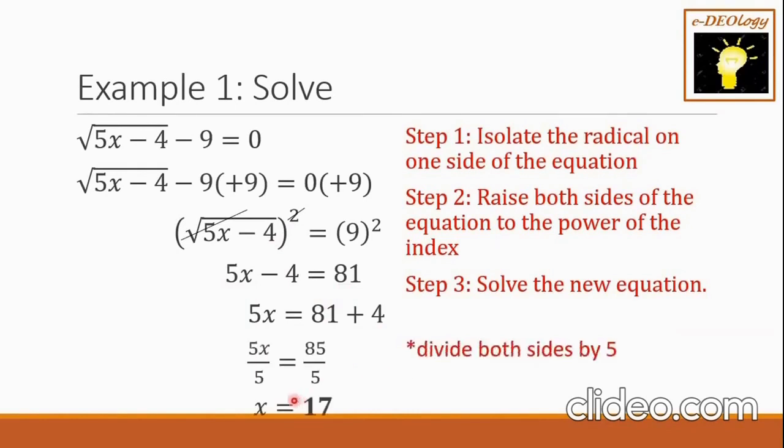So then we can now cancel the 5 and the 5. The x will come down here. And 85 divided by 5 is 17. So this is our final answer.